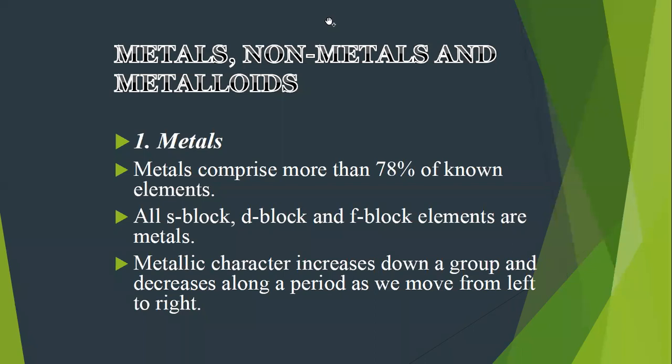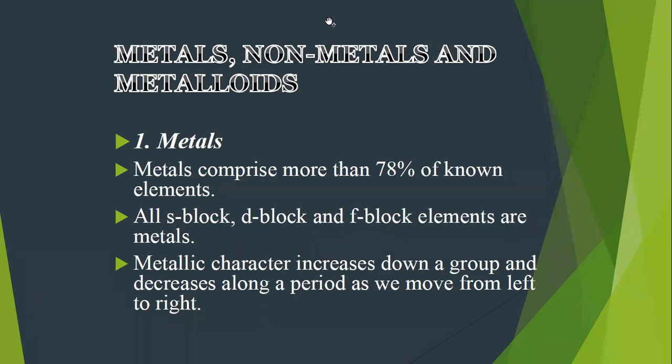So let's go specifically: metals comprise more than 78% of known elements. If we talk about the entire periodic table, it consists of all kinds of elements, but the major portion is metals. All s block, d block and f block elements are metals, but in the p block we have metals, non-metals and metalloids. Okay, so that gives you a general idea about where only metals are present. Metallic character increases down the group and decreases along the period as we move from left to right.